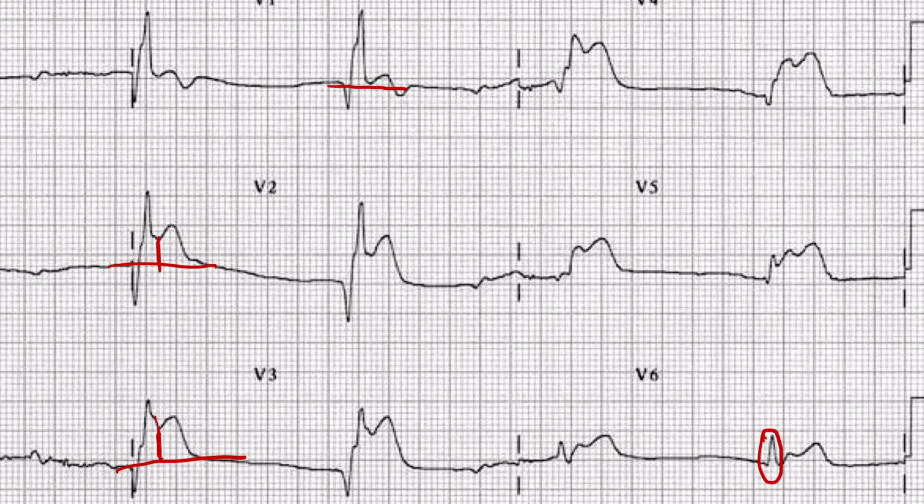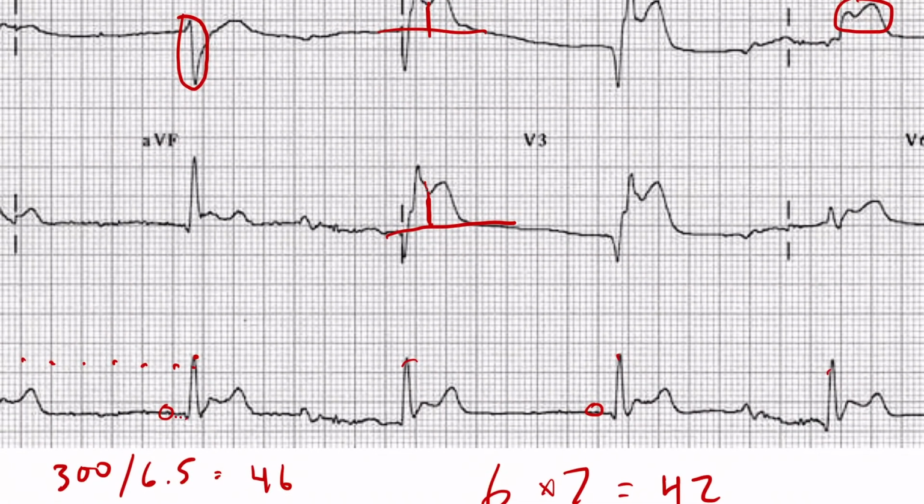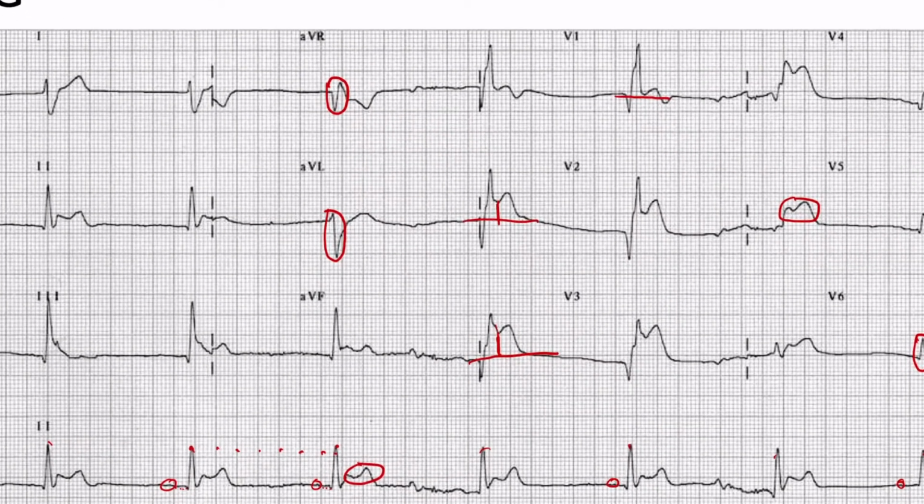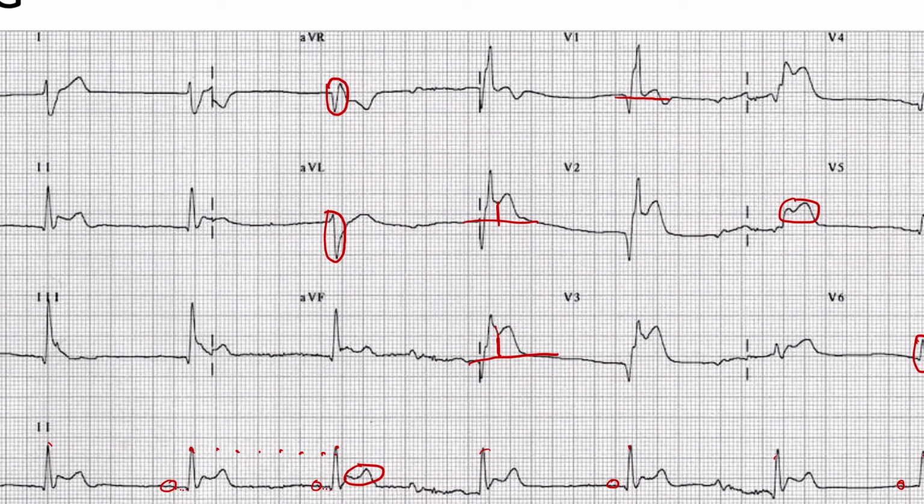So you can kind of see this camel hump, and you can also see it down here. So this is lead 2, as well as here in aVF. So actually, it's called a camel hump biphasic wave. But essentially what it is is the presence of U waves.